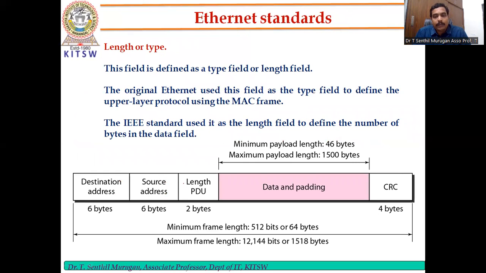Now, the length or type of the data. How will the length be calculated? You just see here, the length may be represented using 2 bytes, but the payload length is a minimum of 46 bytes and a maximum of 1500 bytes. Then how will the total bytes be considered? 6 bytes for destination address, 6 bytes for source address, 2 bytes for length, the payload data unit, and 4 bytes for CRC. 4 plus 2 is 6, 6 plus 6 plus 6 is 18, plus 46.